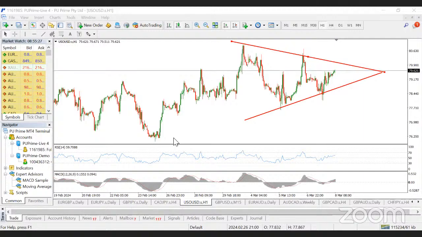Okay, I'm rounding up in a few minutes. Somebody is asking me to check Euro USD. I think that should be the last one I'll check. All right, so that'll be the last instrument I'll check, Euro USD.